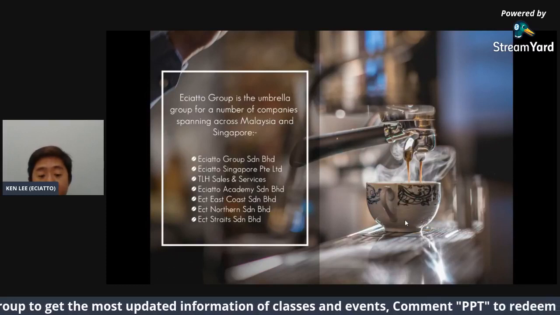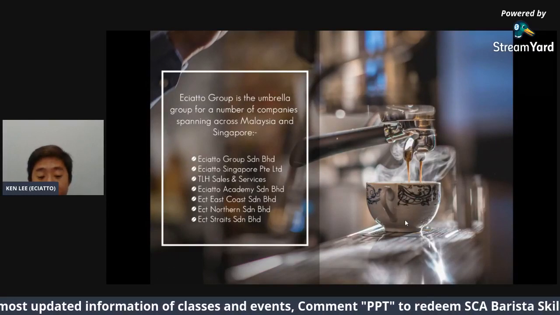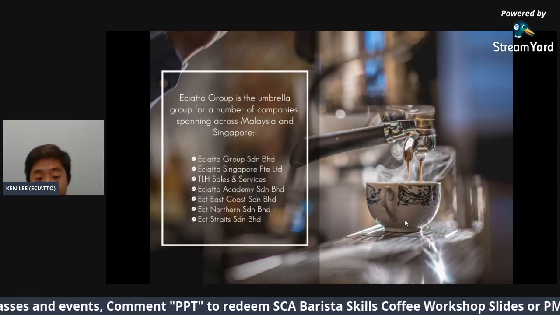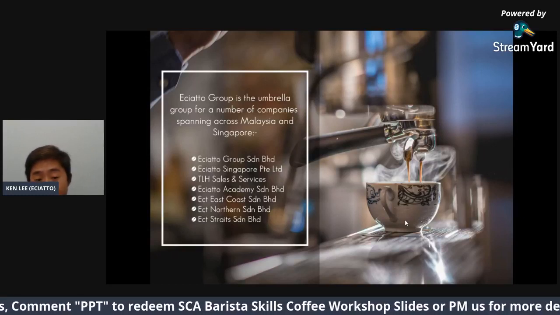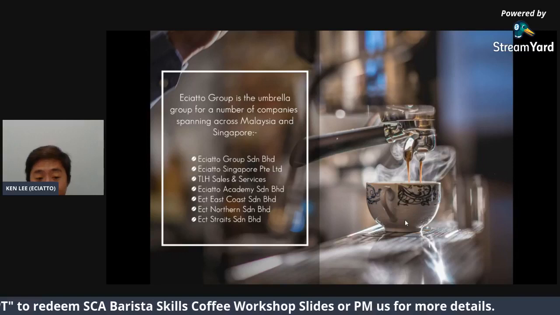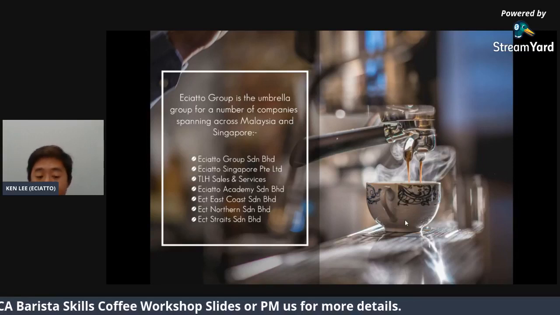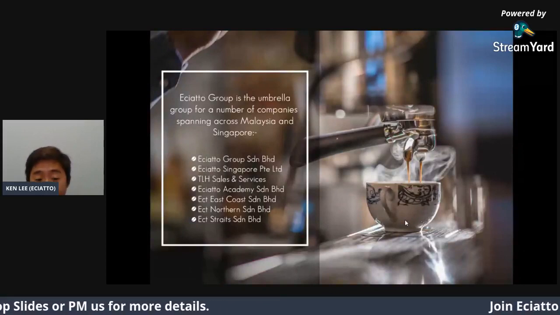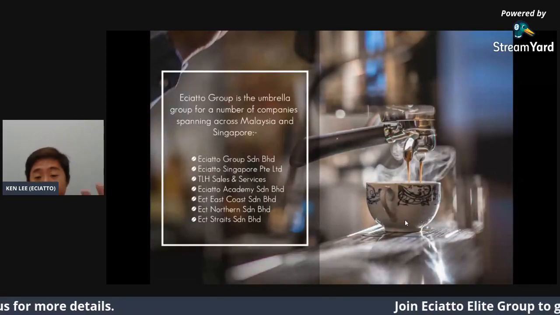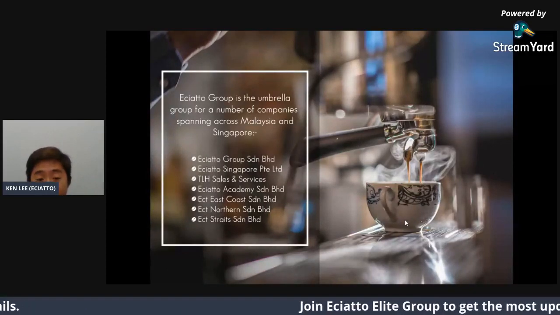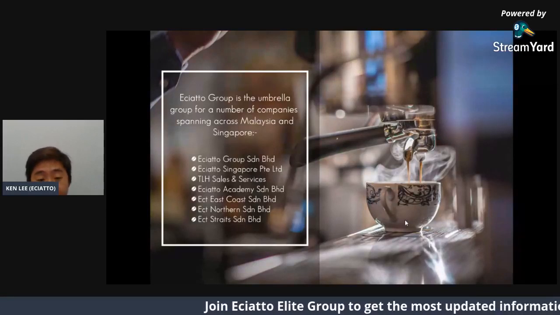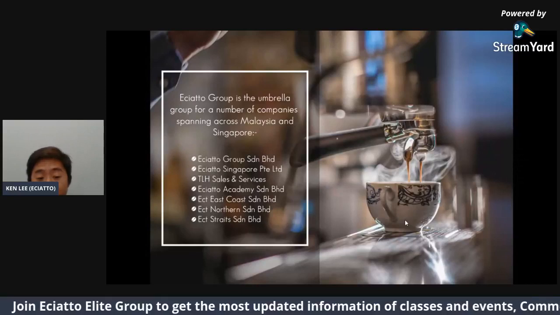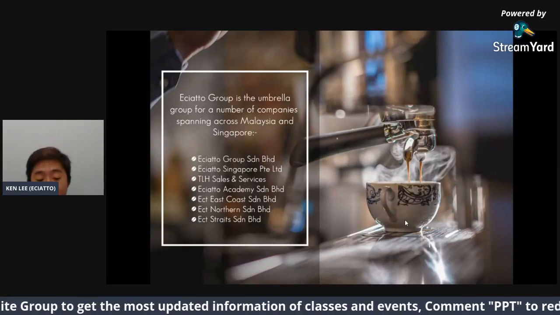Okay, this is some of the sister and brother companies that we have. Our main one will be IGATO Group in Huts. In Singapore, we have IGATO Singapore. We have TR Services, which has been operating since day one and is still operating now. We have IGATO Academy for us to do sharing classes on some topics, such as this morning's sessions. We also have East Coast, Mountains, and IGATO Street as well.